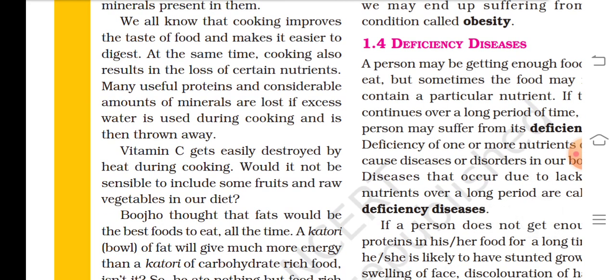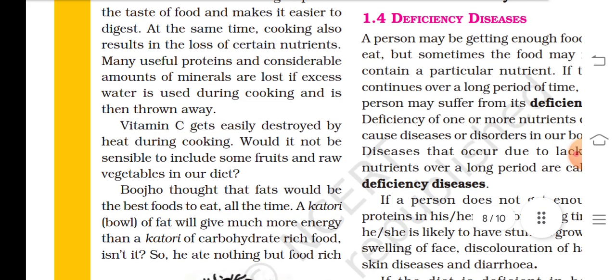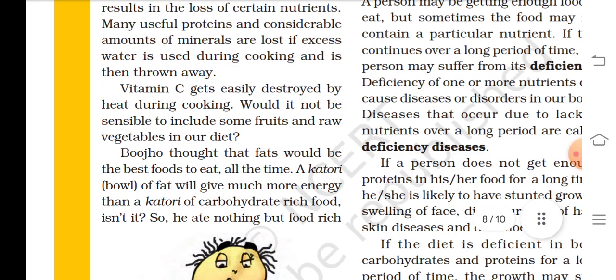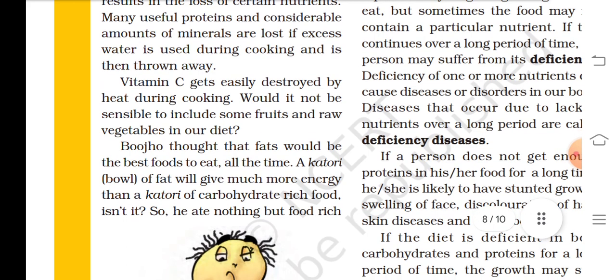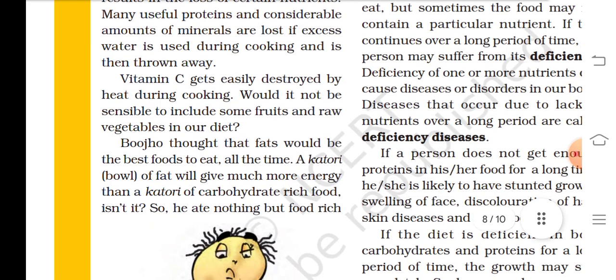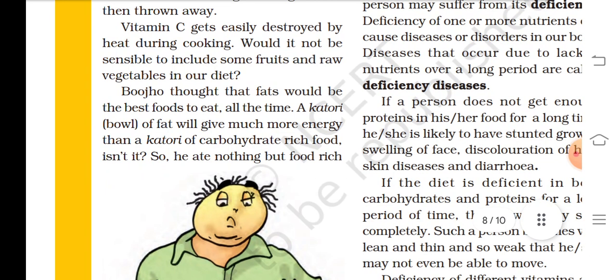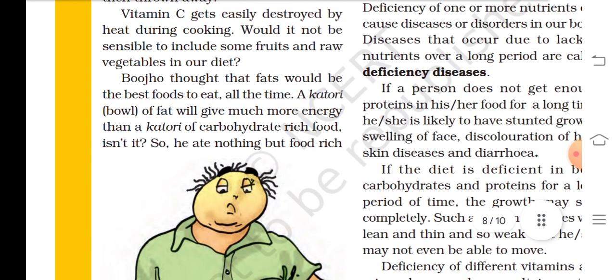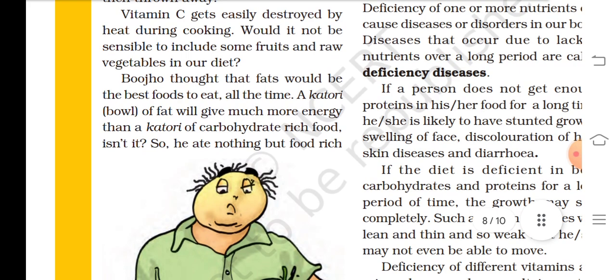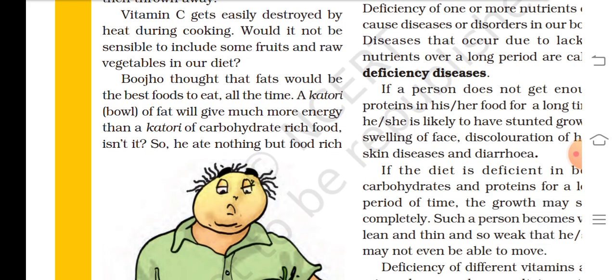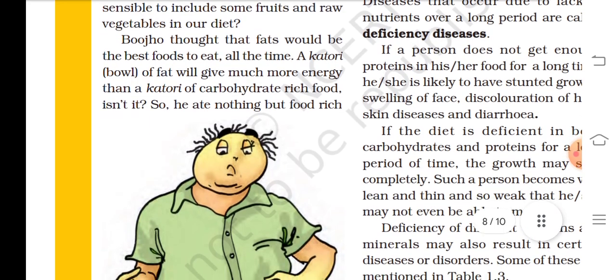We all know that cooking improves the taste of food and makes it easier to digest. At the same time, cooking also results in the loss of certain nutrients. Many useful proteins and a considerable amount of minerals are lost if excess water is used during cooking and is then thrown away. Vitamin C gets easily destroyed by heat during cooking. Would it not be sensible to include some fruits and raw vegetables in our diet?